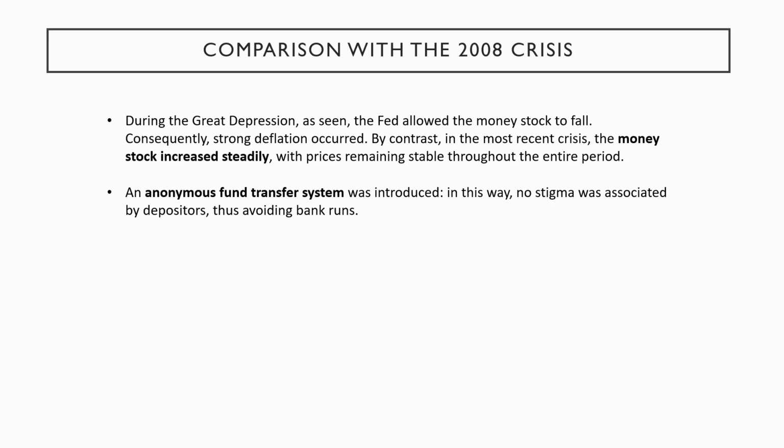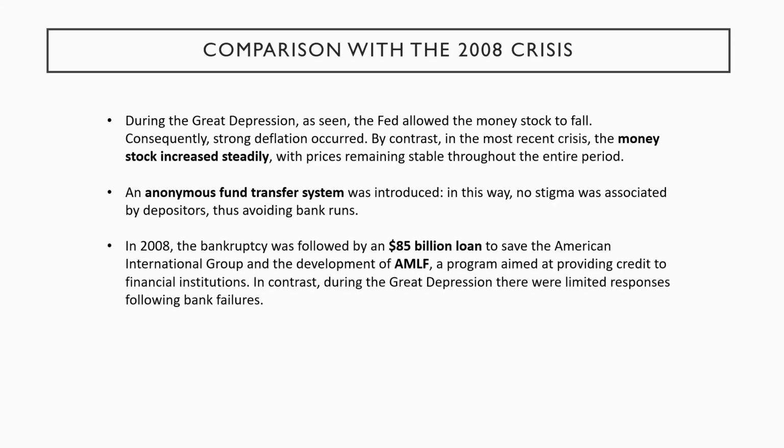No attention was paid to this type of risk, and as seen, it was decided not to save the Bank of the United States from the collapse. With respect to the last point expressed, it should be underlined that also Lehman Brothers failed due to the Fed's decision not to guarantee the last loan to avoid bankruptcy. What differentiated the Lehman case from that of the Bank of the United States was the subsequent response. In 2008, the bankruptcy was followed by an $85 billion loan to save the American International Group and the development of the Asset-Backed Commercial Paper Money Market Fund Liquidity Facility, or AMLF, a program aimed at providing credit to financial institutions. In contrast, during the Great Depression, there were limited responses following bank failures.